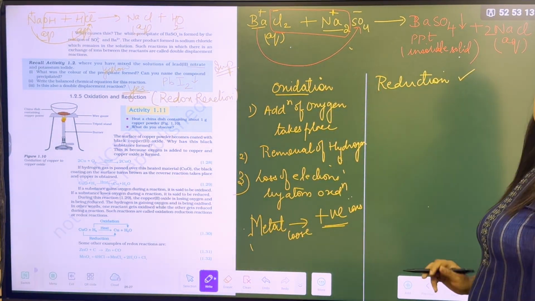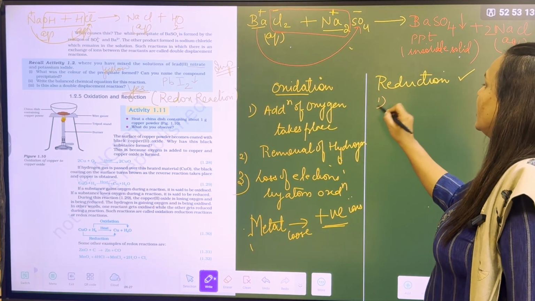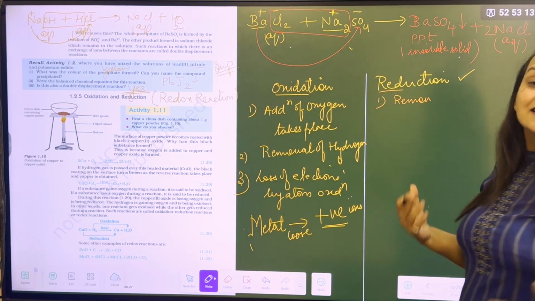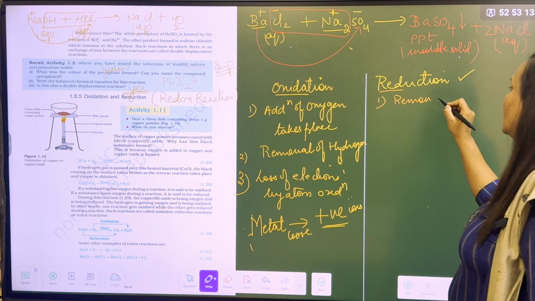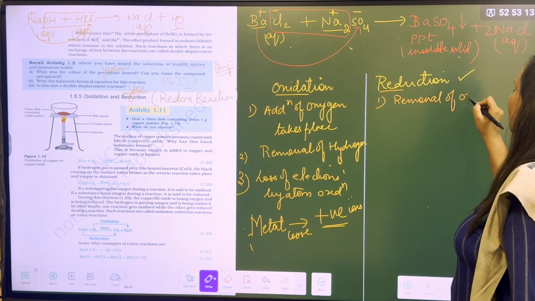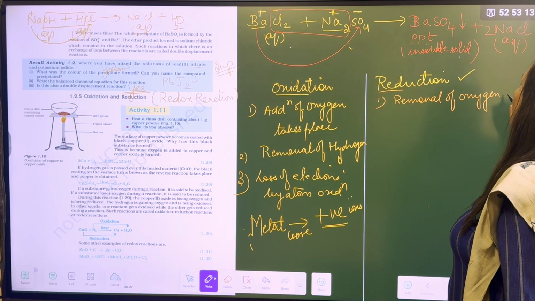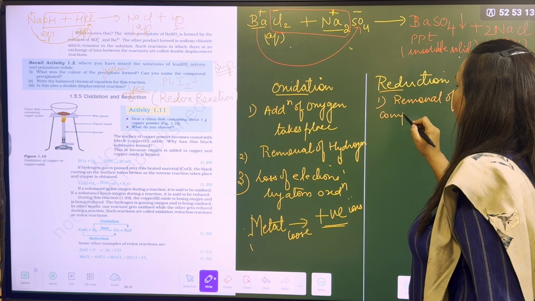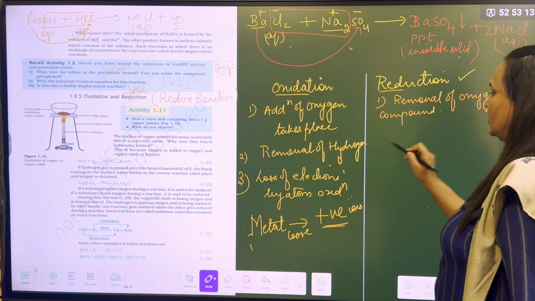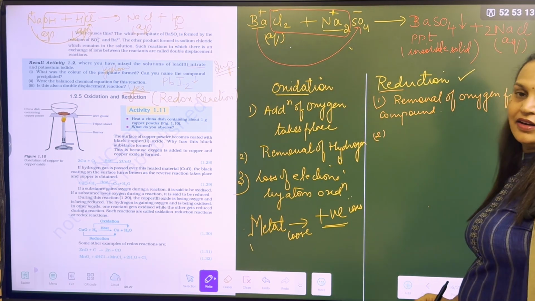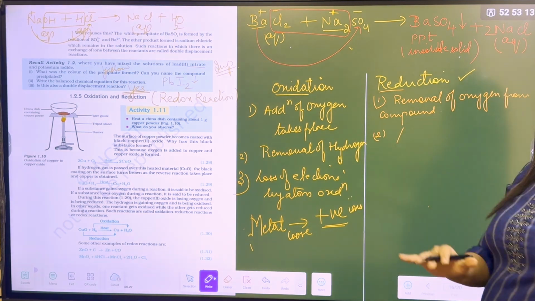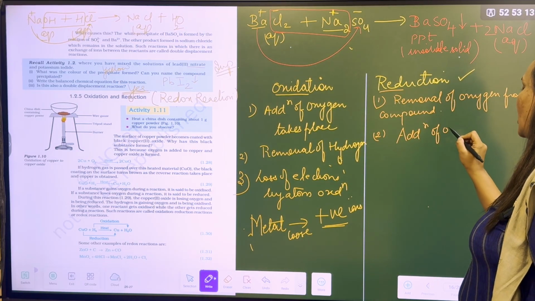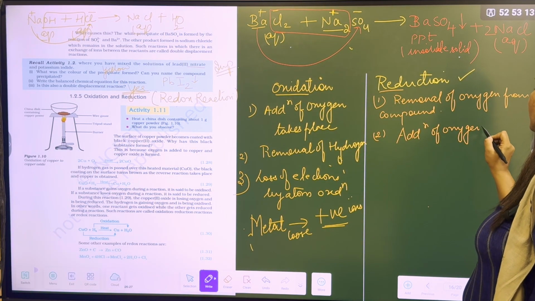Reduction is just vice versa of oxidation. Removal of oxygen. Reduction, remove. It is clear from that name. Removal of oxygen from a compound is called reduction. What is the second definition? Obviously, if oxygen is removed, what will we add? Addition of oxygen.